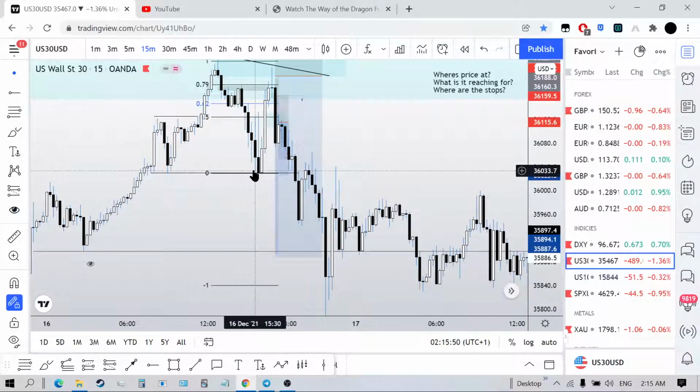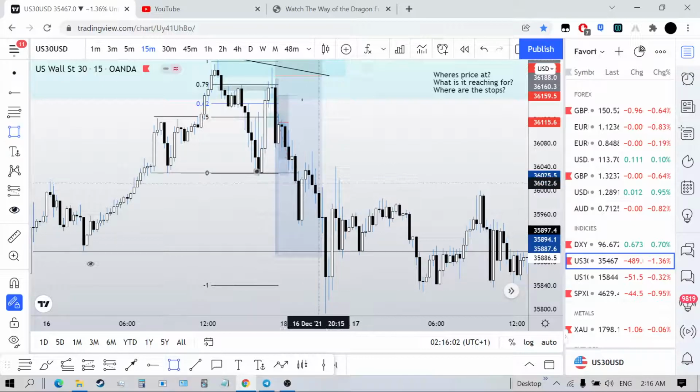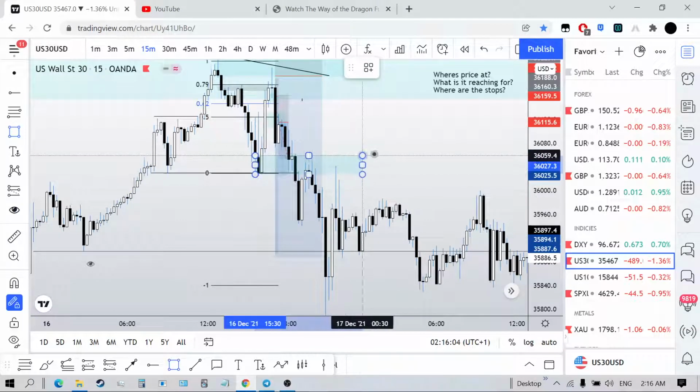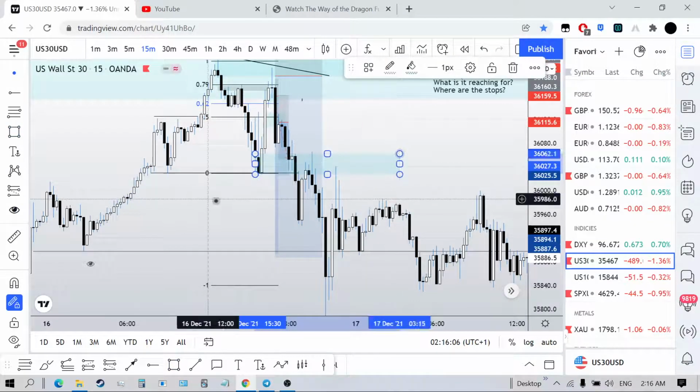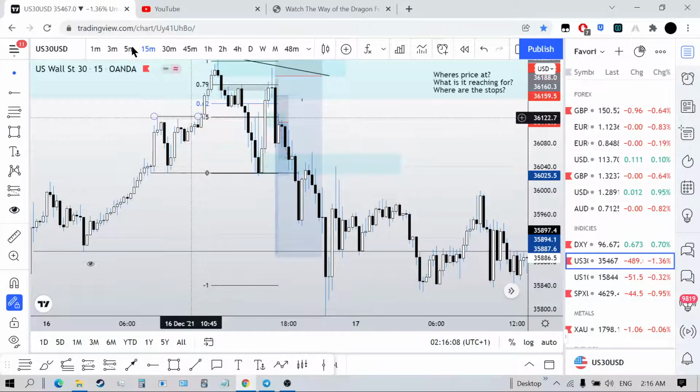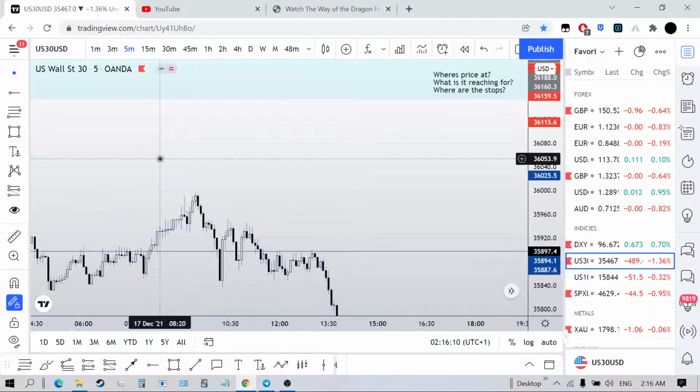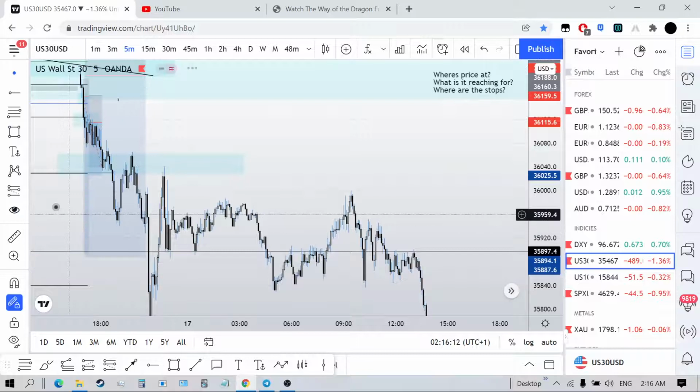Look, we have a mitigation block here. Remember that PD array matrix that I was talking about? Mitigation block. It's not a breaker. I mean, it could be a breaker because it took out stops right here. But from this move high to this swing low to this move back up, this is your mitigation block. So mark that out. Here, we broke down, we came back up. What are we coming back into? Let's see. This is how I get my refinements.